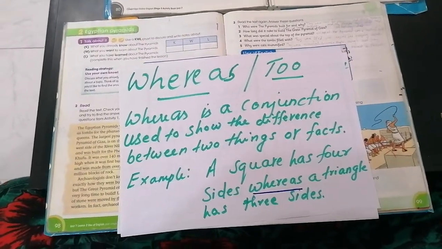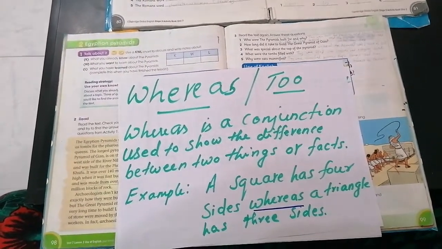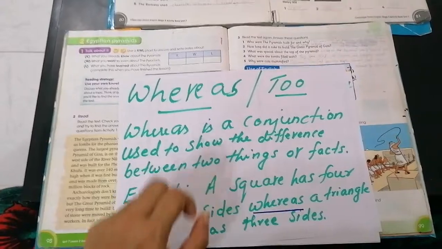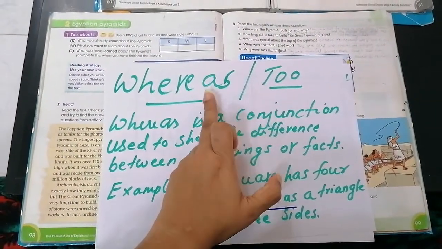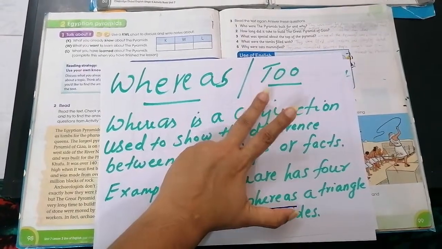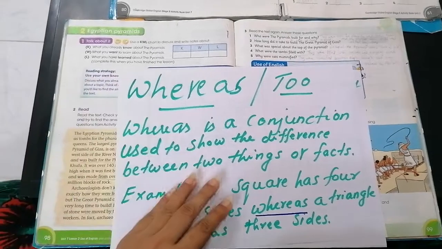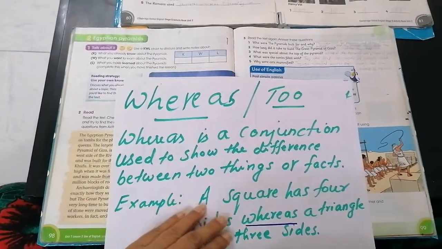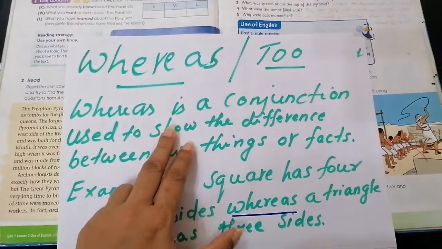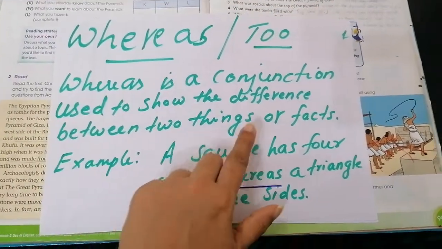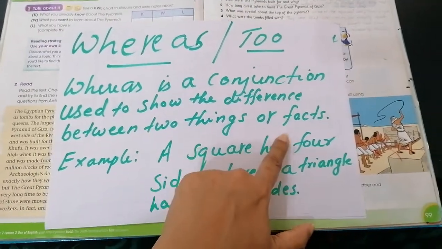How do you feel? This is another video lesson, and the topic of this lesson is the difference between whereas and too. Where we can use whereas and where we can use too. So, first we can see the use and the examples of whereas. Whereas is a conjunction used to show the difference between two things or facts.